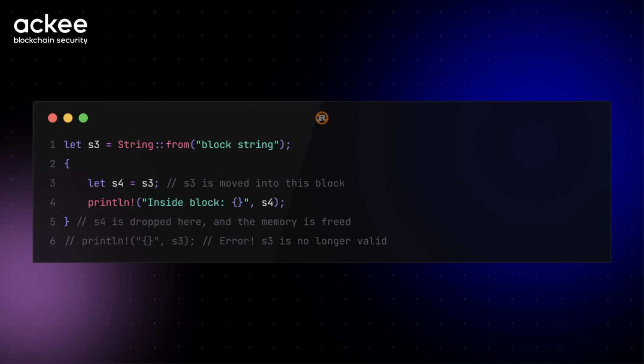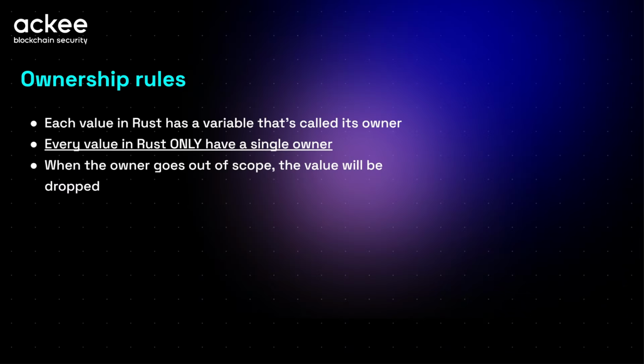If you would like to try to print the content of S3, you will receive an error as S3 is no longer valid because, as I was talking on the previous slide, the last point, when the owner goes out of scope, the value is dropped.